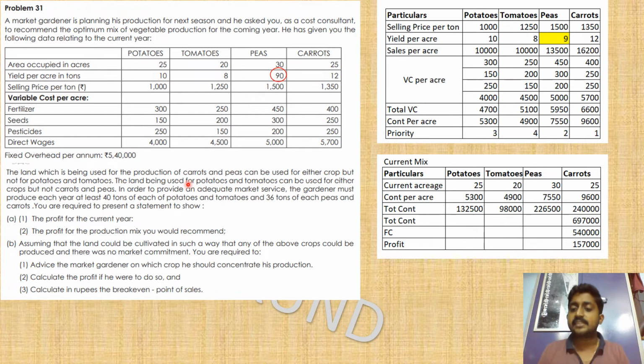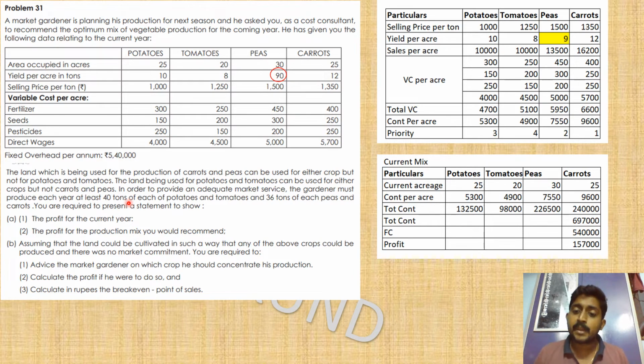There is an upper limit for allocation. You cannot go and allocate the carrot area for potato because potato is profitable. Here they have clearly said, in the area of carrot or peas, you can decide the priority between these two, but you cannot come and cultivate potato or tomato in this even if potato and tomato is profitable. The land being used for potatoes and tomatoes can be cultivated for either crop, but not for carrot and peas. The vice versa is also given. For example, if carrot is more profitable for you, you cannot go and cultivate carrot on the land given for potato and tomato.